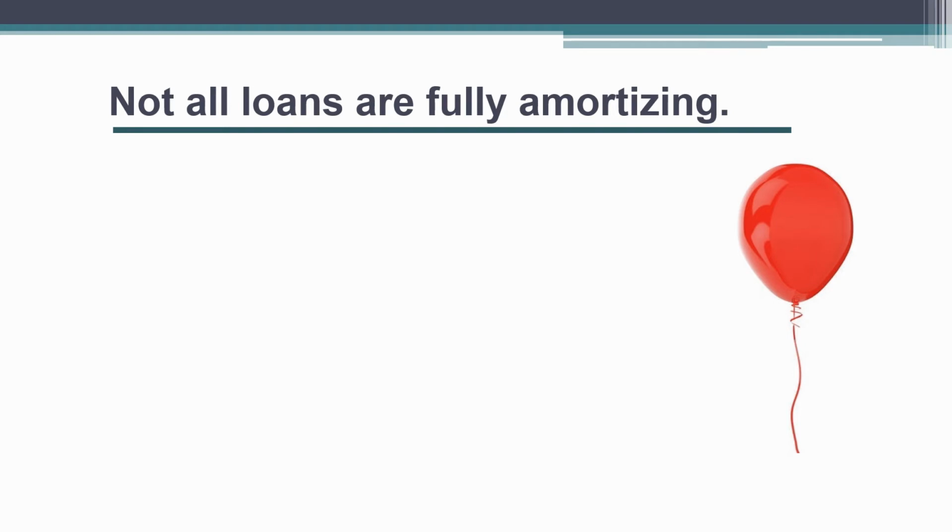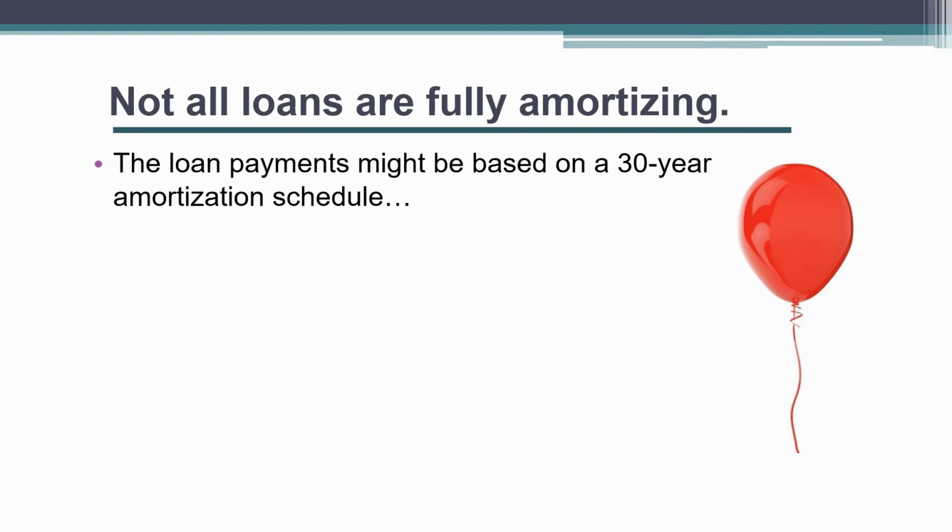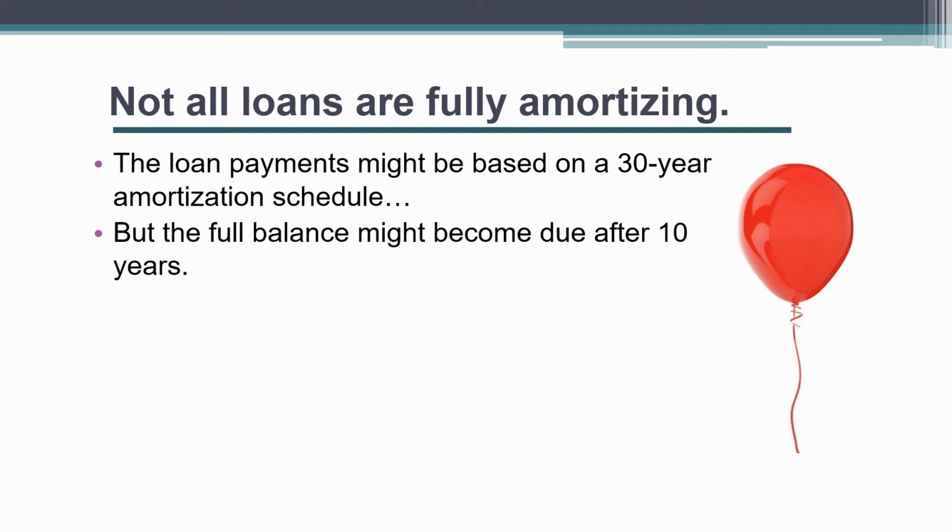Now, not all loans are fully amortizing. For example, the loan payments might be based on a 30-year amortization schedule, but the full balance might become due after 10 years. This sort of loan is not very common with residential properties, but on commercial properties it's quite common to see this sort of arrangement.